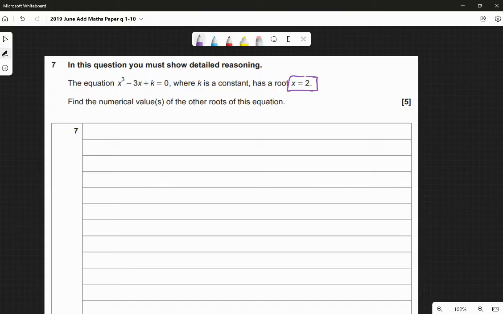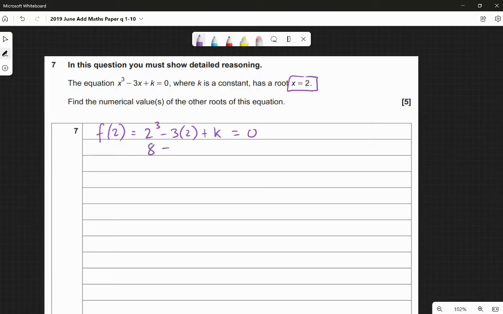If I have a solution to the equation, then I know if I substitute 2 in, it will solve that equation. So it will work when x is 2. So I'm going to substitute 2 in, so I'm going to find f of 2. f of 2 should give me 0. So if I plug 2 in on the left, it should equal 0, because this equation equals 0, it says so. So f of 2 gives me 2 cubed minus 3 lots of 2 plus k, and that should equal 0.